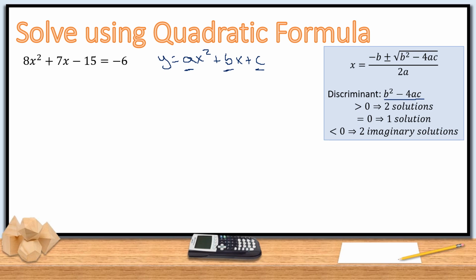So you can check it very quickly. So if I were to do that, b squared, so that's 7 squared minus 4, a value is 8, and c I need to add 6 to both sides because it has to be equal to 0 first. So that would be minus 9.